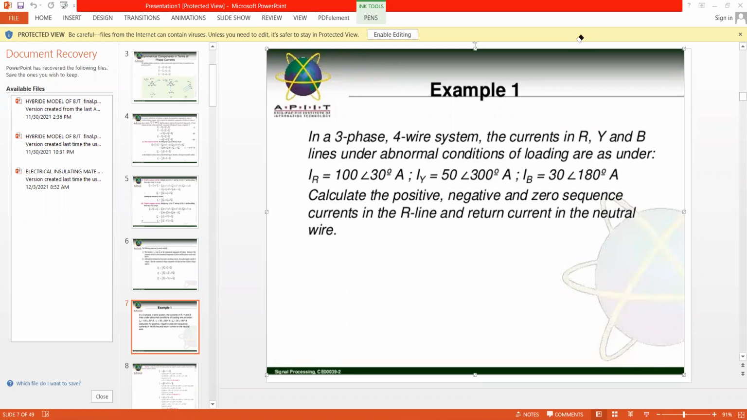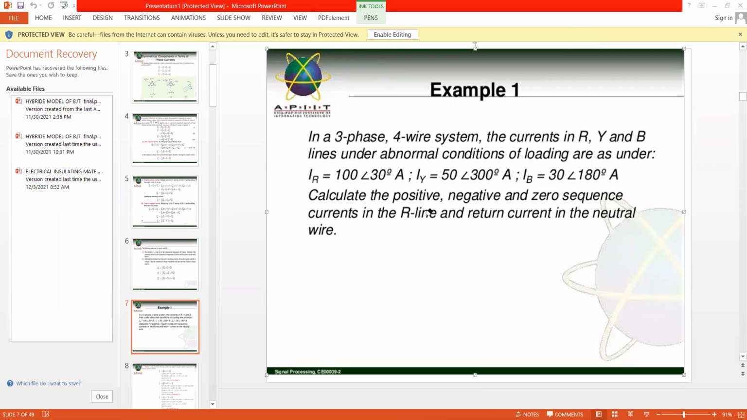Here IR is equal to 100 ampere at an angle of 30 degree with reference to the reference phase. Next, IY is equal to 50 ampere at an angle of 300 degree, and IB is equal to 30 ampere at an angle of 180 degree.